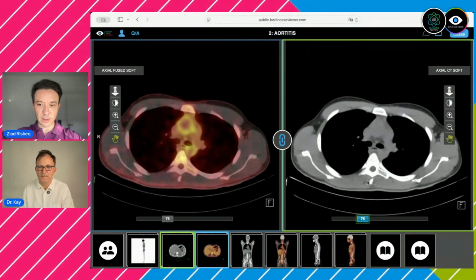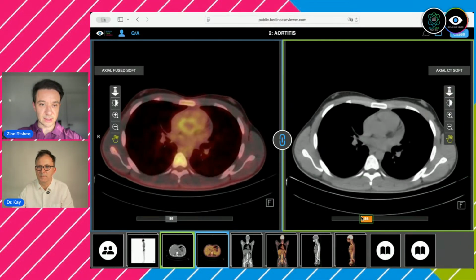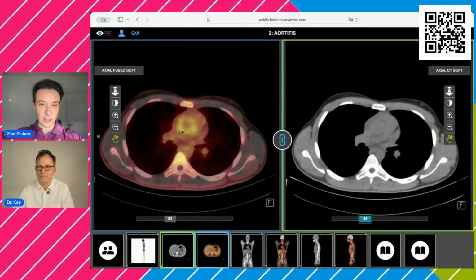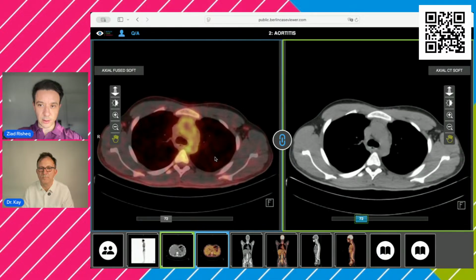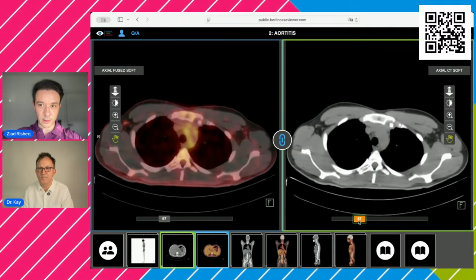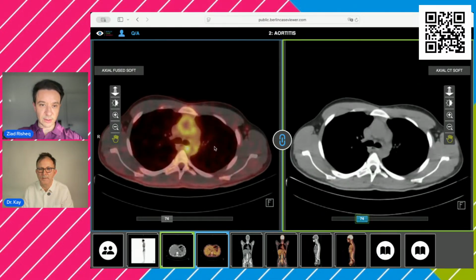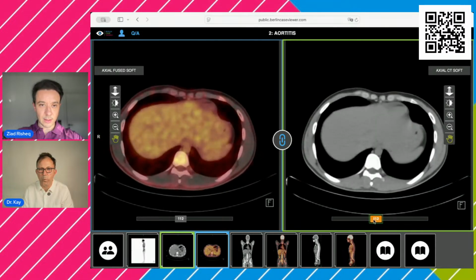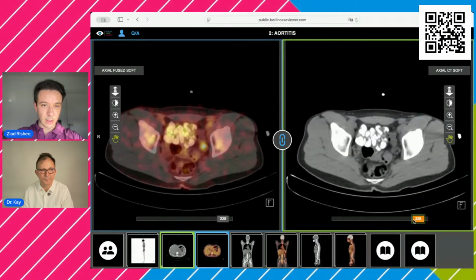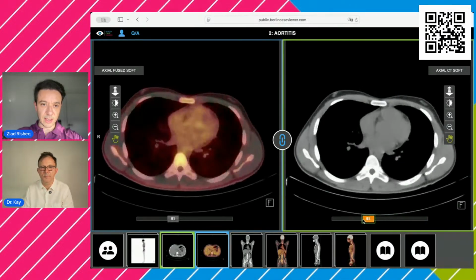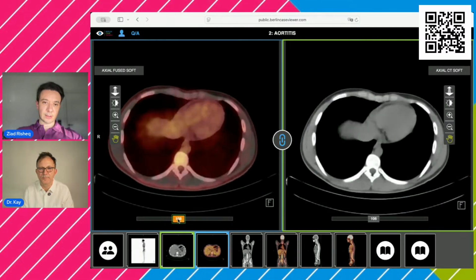But when we look at the PET, you can see that there is uptake involving the ascending aorta. And this is the aortic arch. It is also involving the aortic arch and part of the descending aorta as well over here. And there was nothing else interesting in this case. So when I see this, you have to think, of course, of vasculitis, aortitis.